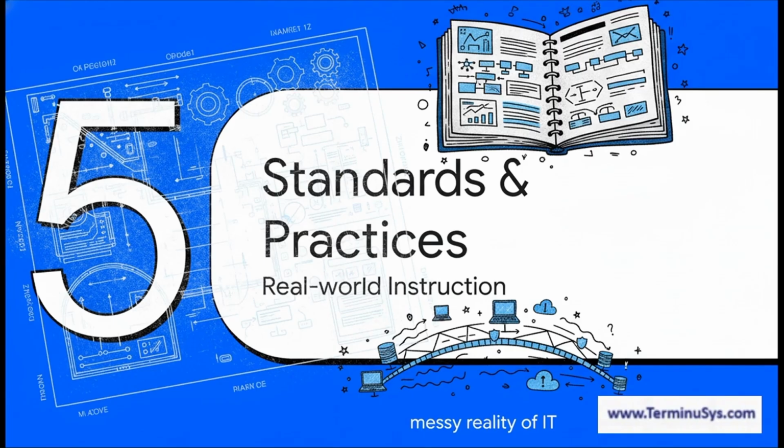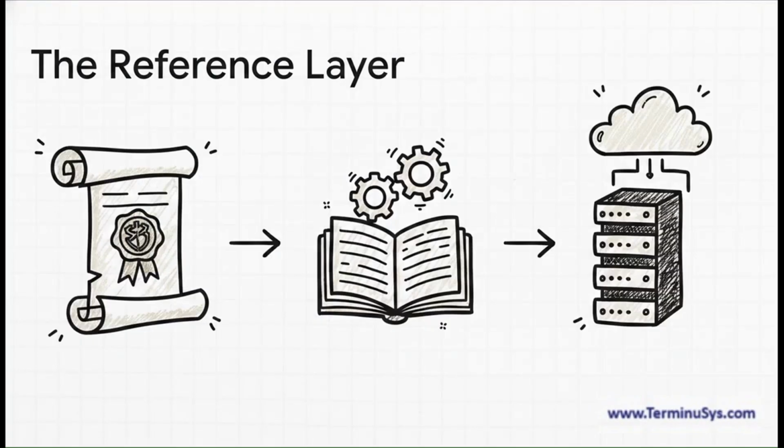Section 5. Standards and Best Practices. Time for the instruction manual. This is the reference layer, and it basically operates in 3 steps. First up, standards. These dictate the what. They are the hard, auditable rules like your ISO 27001 requirements. Second is guidance. This is the how. Documents like the NIST special publications take those rigid rules and translate them into practical advice.